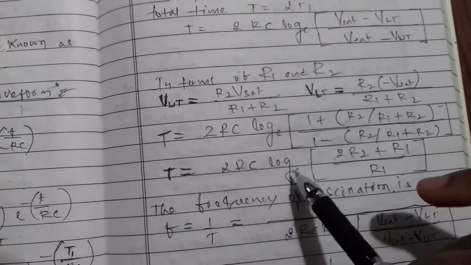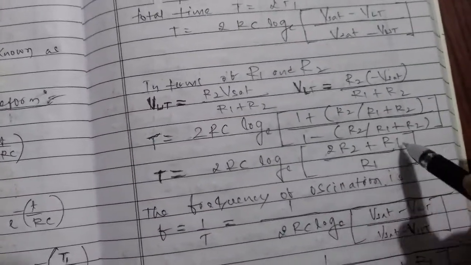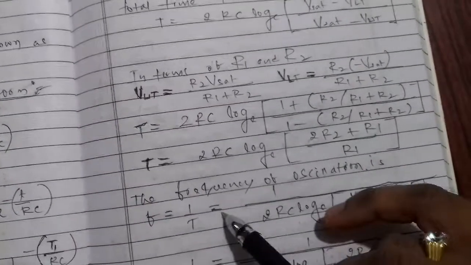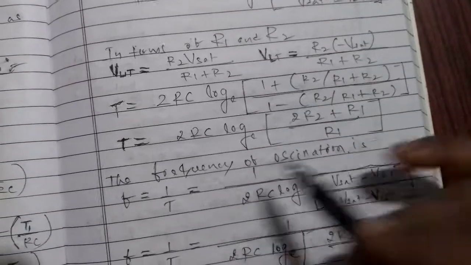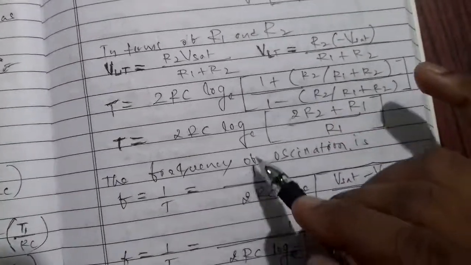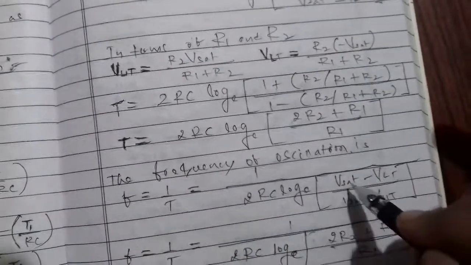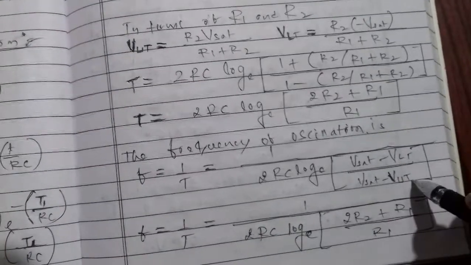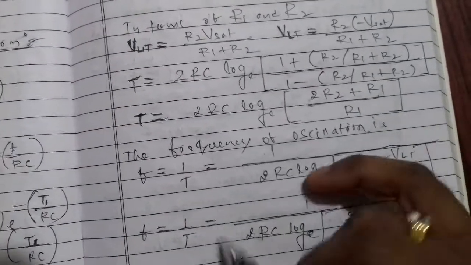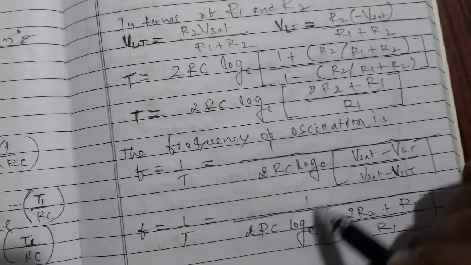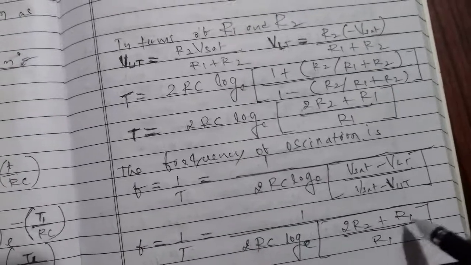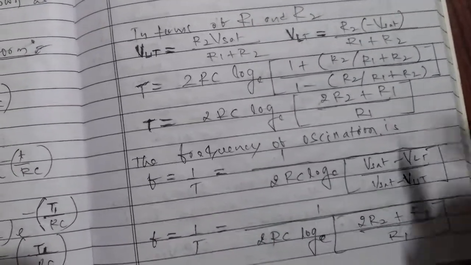T is equal to 2 RC log of (2 R2 plus R1) upon R1. So the frequency of oscillation is F is equal to 1 upon T, equal to 1 upon 2 RC log of (2 R2 plus R1) upon R1.